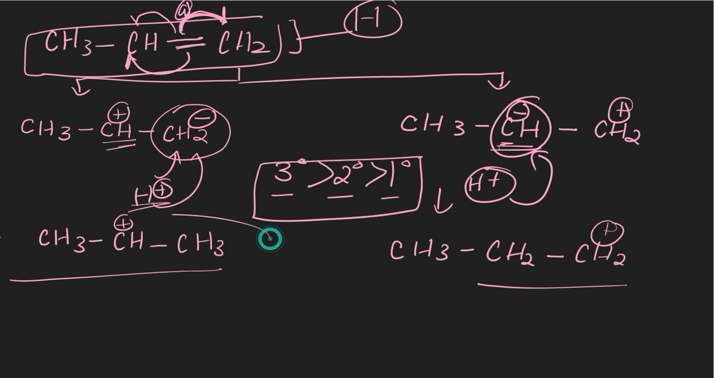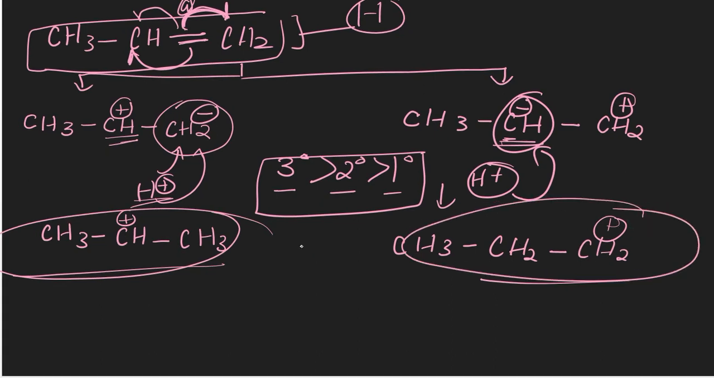So out of these two, which one is more stable? Obviously this is your secondary carbocation, which is attached to two carbon atoms. That is why it's called a secondary carbocation. That is more stable according to this trend. And this is your primary carbocation because it is attached to only one carbon atom, and this is less stable according to the trend. So this will move forward in the reaction and form the major product of your reaction.